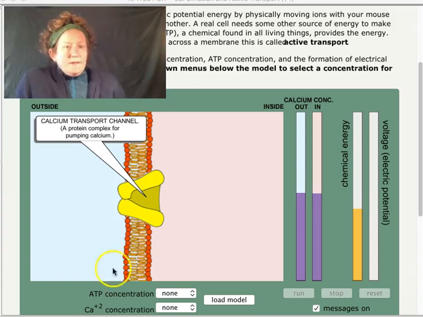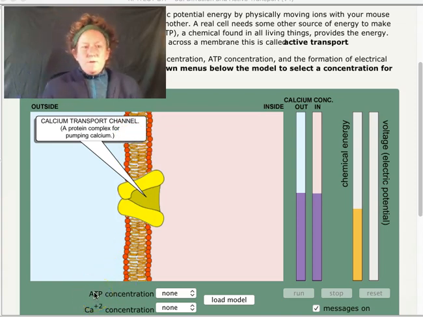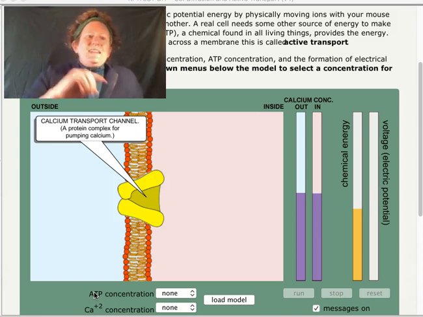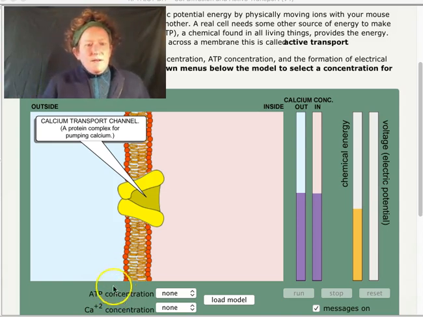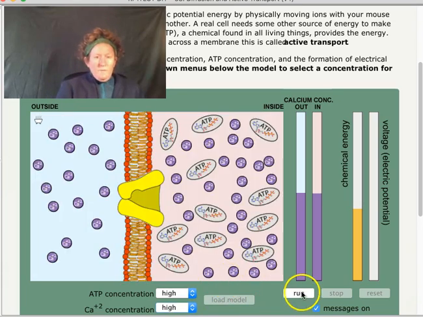Now we're going to talk about active transport. That's when channels like this calcium transport channel have to use some ATP. They have to use energy. Diffusion and osmosis and facilitated transport just happen because molecules are bouncing around, and they didn't use energy. But active transport, like this calcium channel, has to use some ATP. And so we'll give some high ATP concentration so this poor calcium channel can do its job. We'll make a high calcium concentration. We'll run load model, and we'll watch it run.